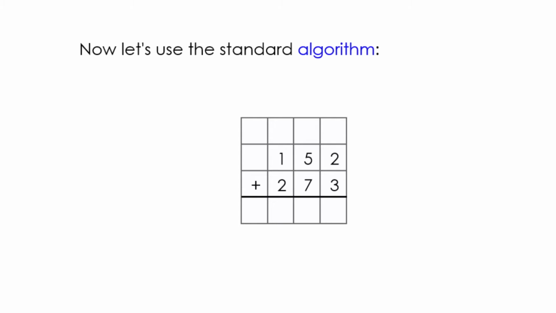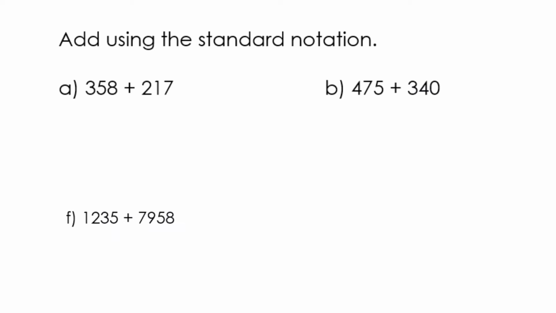I am not a fan of this. So standard algorithm. This is what I support for most students. If you like the other way, then do it, no problem. Here, you just add them going this way, in this direction. So 2 plus 3 is 5. 5 plus 7 is 12. So you would write the 2 here and carry the 1. 1 plus 1 plus 2 is 4. So we would do that here as well.